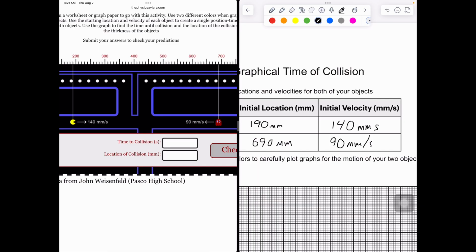Now I'm going to make one change. Since Pac-Man's going to the right, he's going to have positive initial velocity. Since the ghost is going to the left, he's going to have negative initial velocity. That's going to mean a negative slope. You'll see what I mean when we get to that.